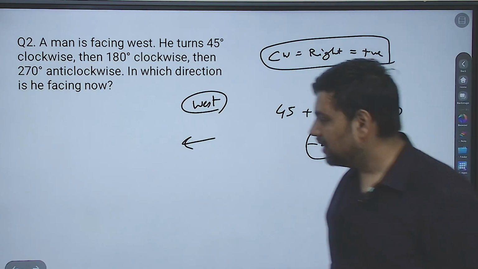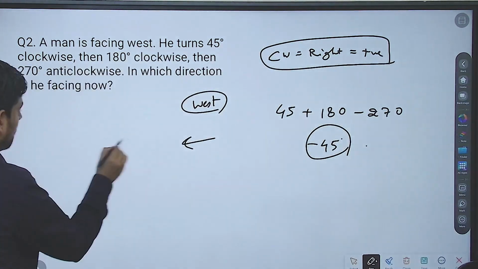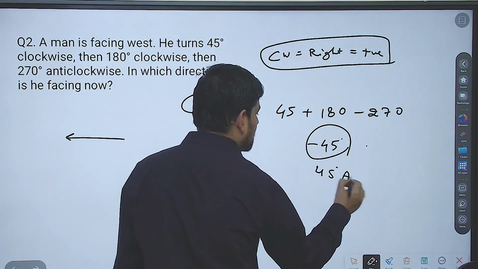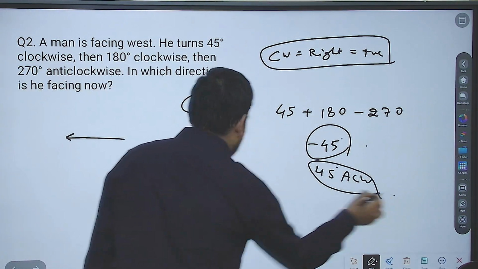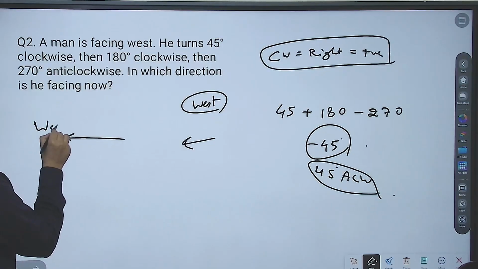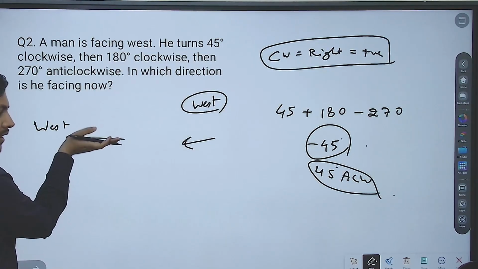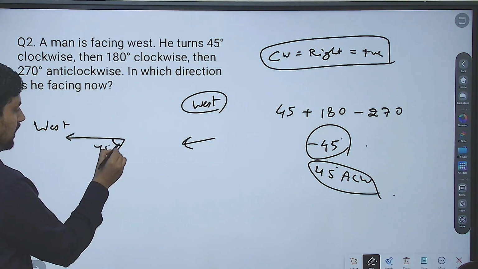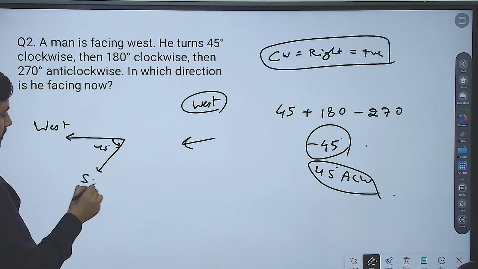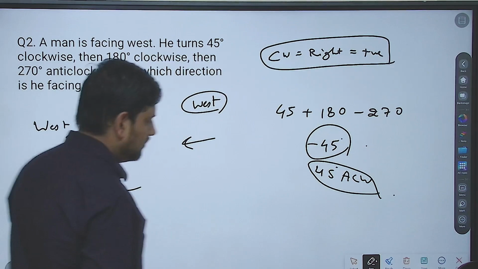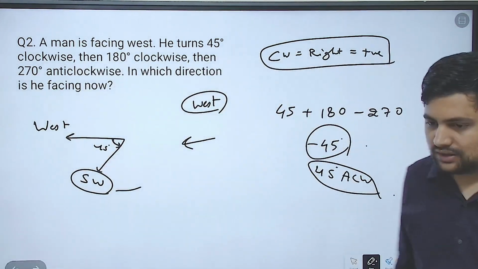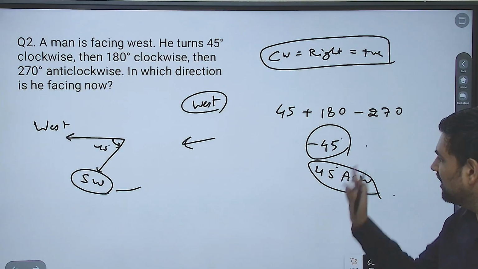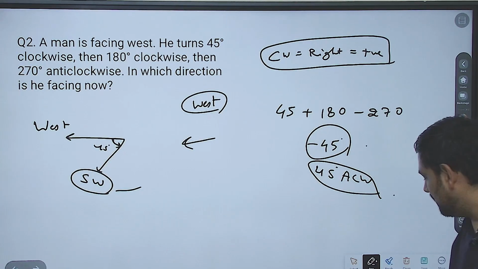Now minus 45 degrees means anti-clockwise. That means you started with west, then you simply go 45 degrees anti-clockwise. Where will you reach? If you go 45 degrees anti-clockwise, you reach southwest. Directly this becomes your answer. You don't even need to draw any diagrams, nothing. Just solve it like simple equations.